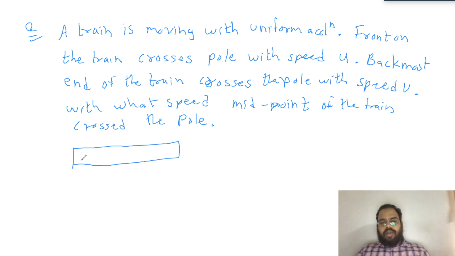So let's say this is your train. Let's say this is point A, this is point B, let's say this is point C. So this is your pole. So the train is moving with uniform acceleration, so train is accelerating uniformly. So the information given to you is the front end crosses the pole with velocity u, the back end, last end, crosses the pole with velocity v. You are asked to find with what velocity did the midpoint of the train cross the pole. So take your 2 minutes and solve.